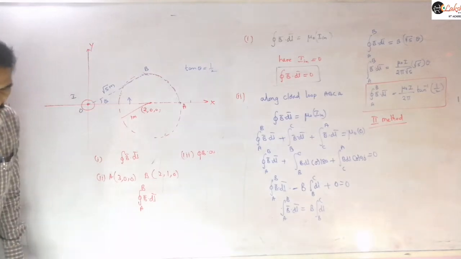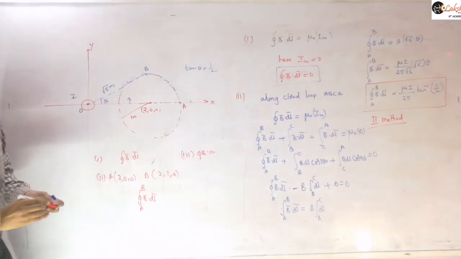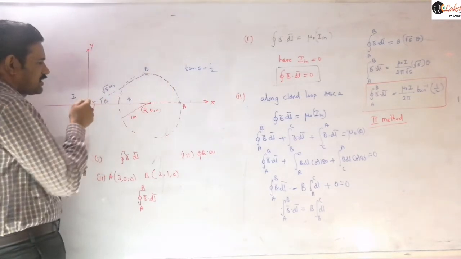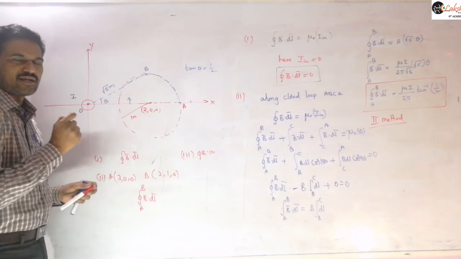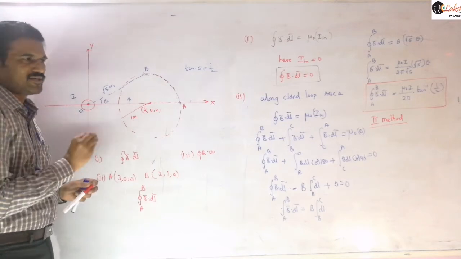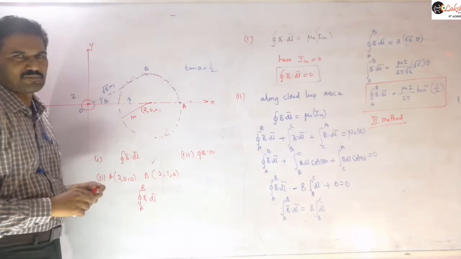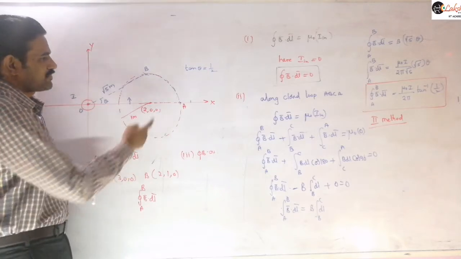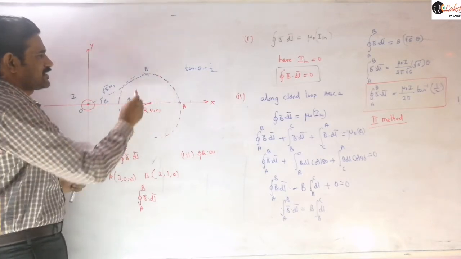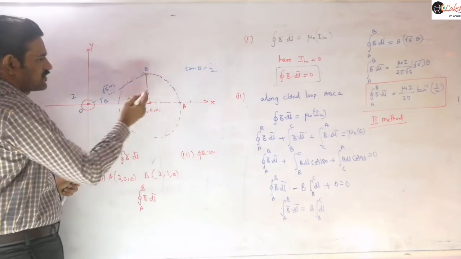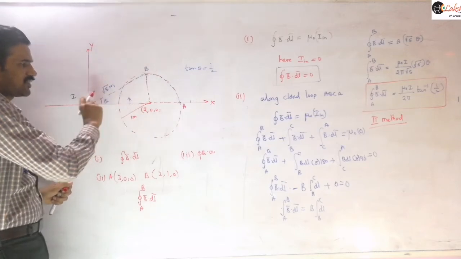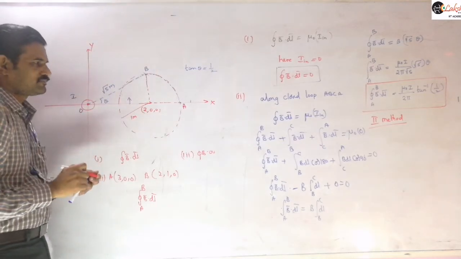Now simply you need to identify how much angle this part of the arc is subtending at the wire, at the current carrying conductor. When a single conductor is there, this is the simple way to solve the second part of this problem. So that means we need to calculate this angle, which is equal to this angle, how much angle this part is making, subtending at this part.